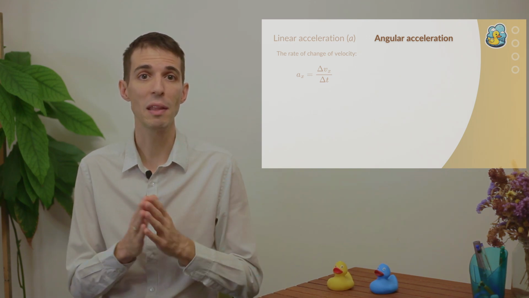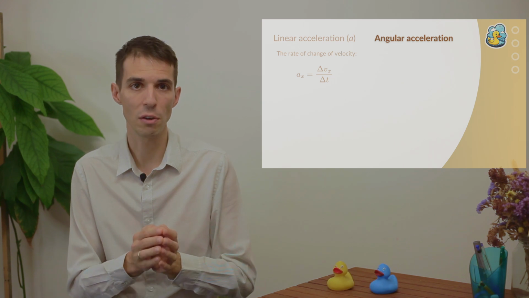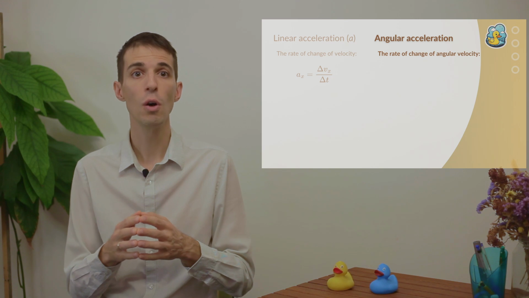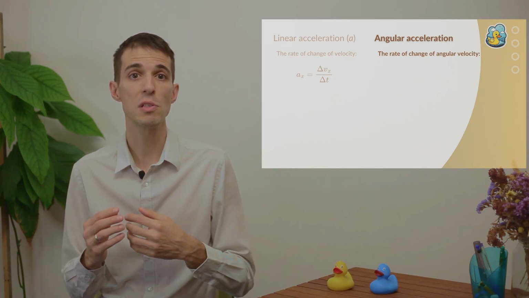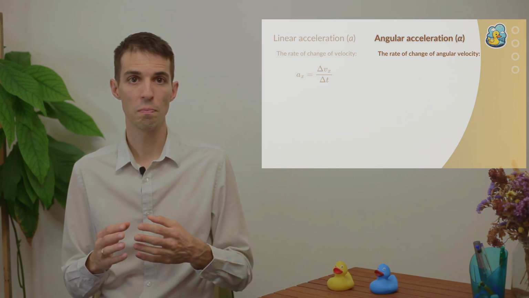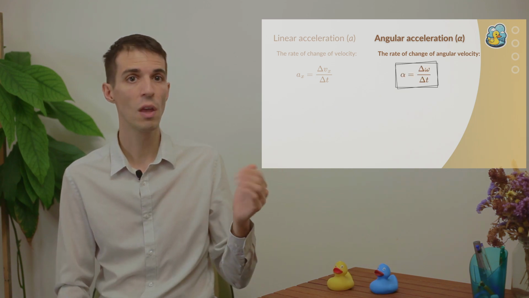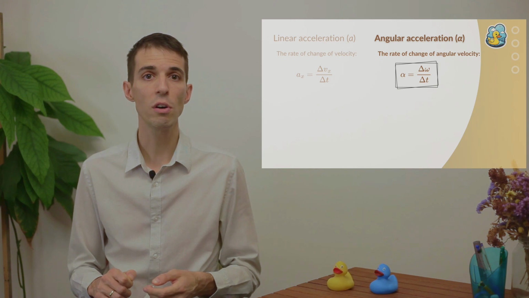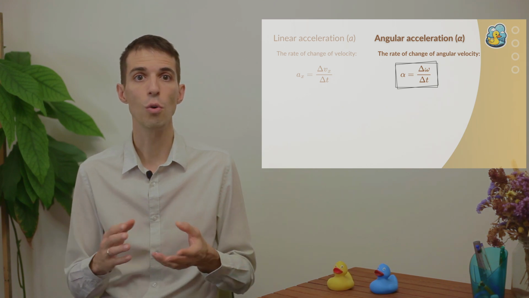Let's start by mathematically defining angular acceleration. It's the change in angular velocity over time, and we use the symbol alpha for it. The formula looks like this. Alpha equals delta omega divided by delta t, or the change in angular velocity over time.